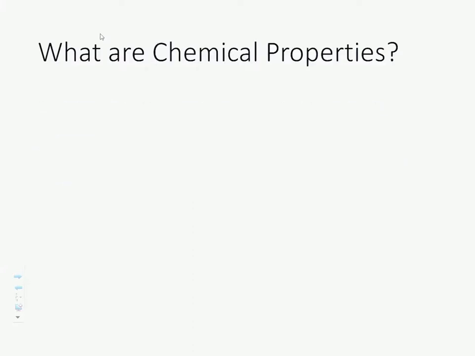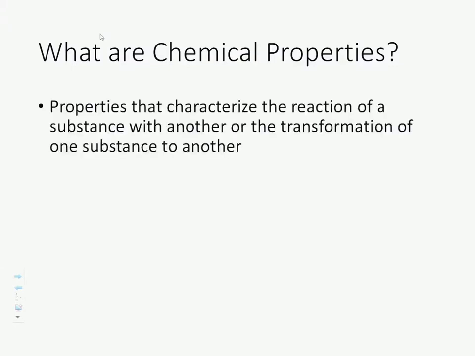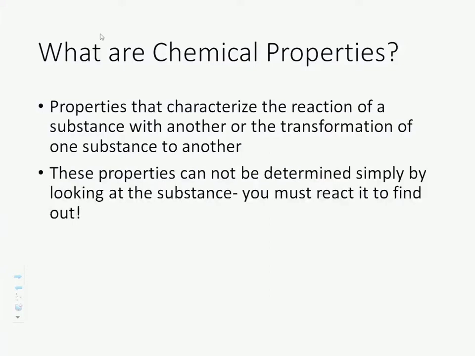So then what are chemical properties? How do they vary from physical properties? Chemical properties are characterized by a reaction of a substance with another or the transformation of one substance to another. So basically you can't just look at a substance and know its chemical properties. You must react it to find out. That's what chemistry is all about, performing these reactions.